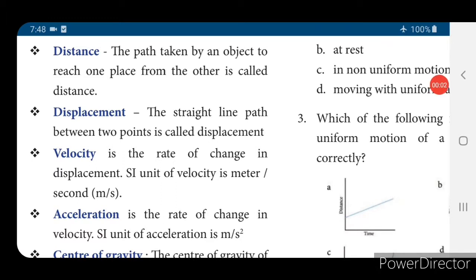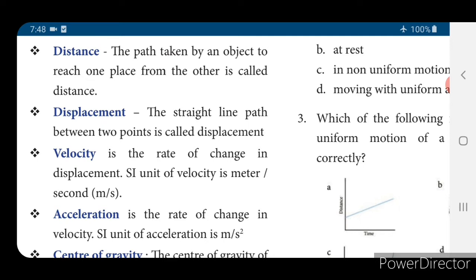Hello children, this is the 7th standard science force and motion lesson. In the last class we saw about distance, displacement, velocity, and acceleration. So what is distance? The path taken by an object to reach one place from another is called distance.